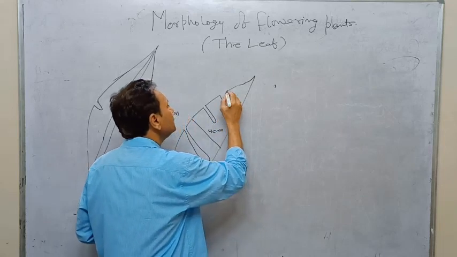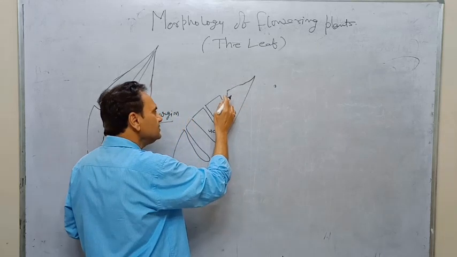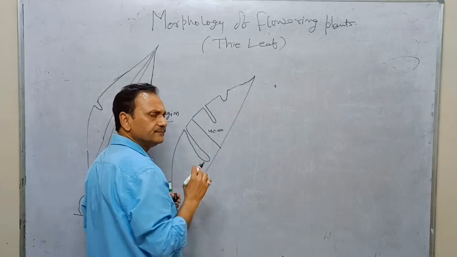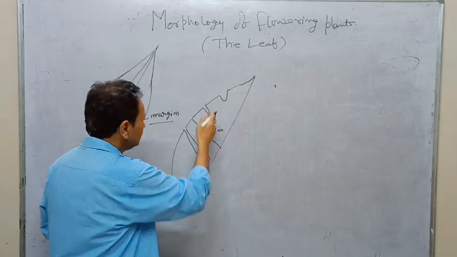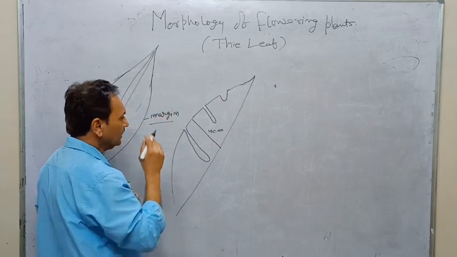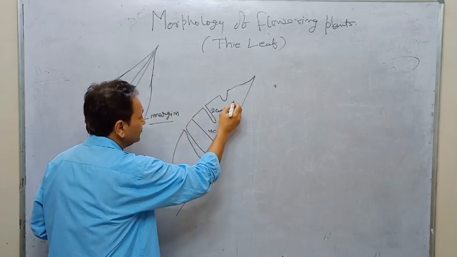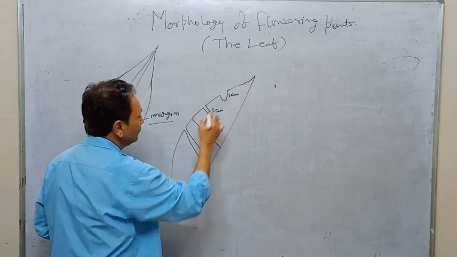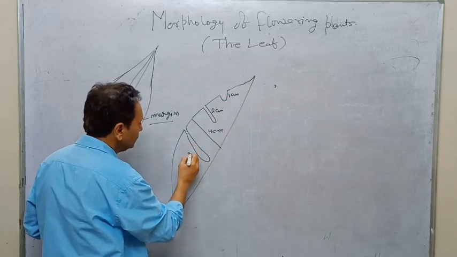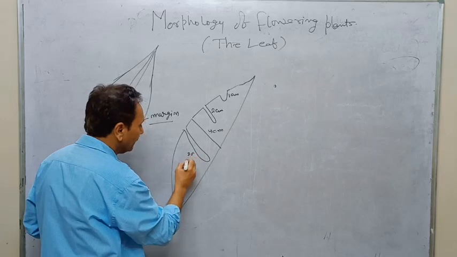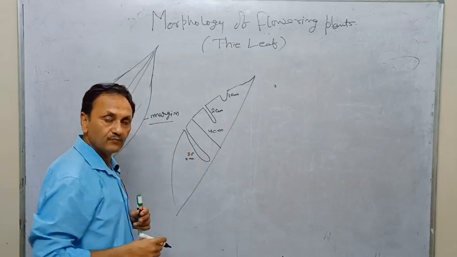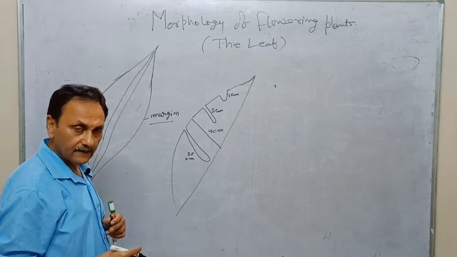Here we will see that this incision is less than half. This incision is more than half. Just half. It is 2 centimeter. Suppose it is 1 centimeter, and it is about 3 or 3.5 centimeter.